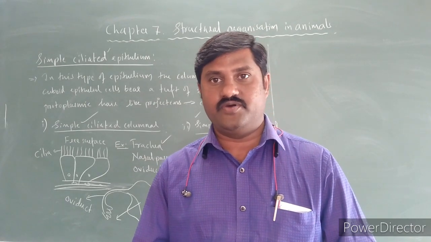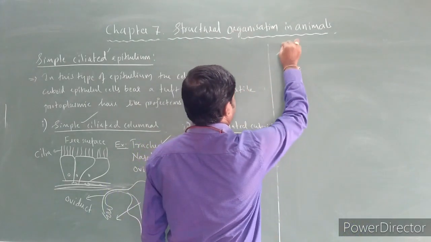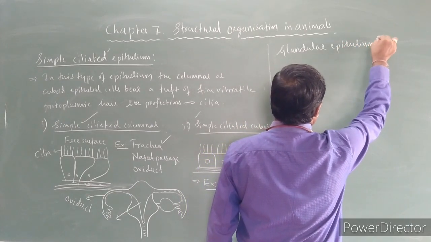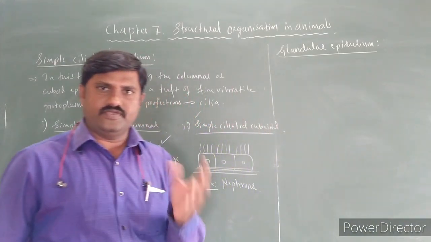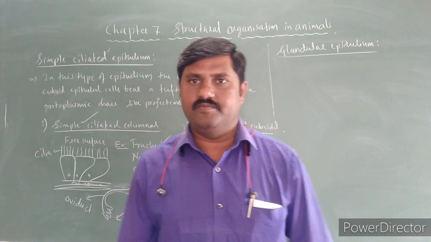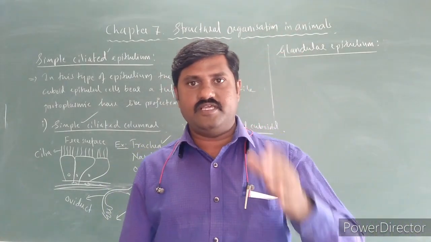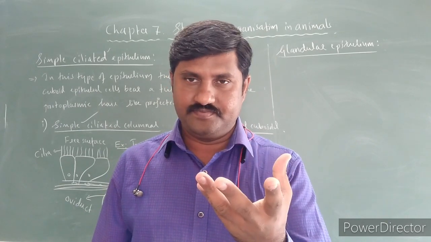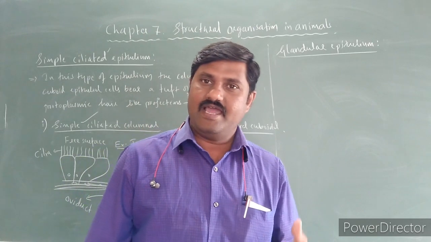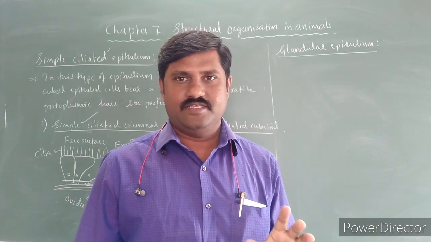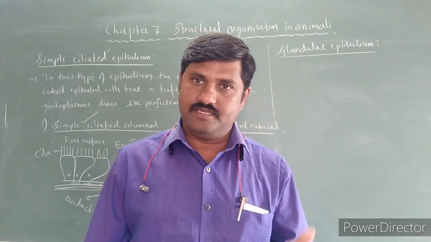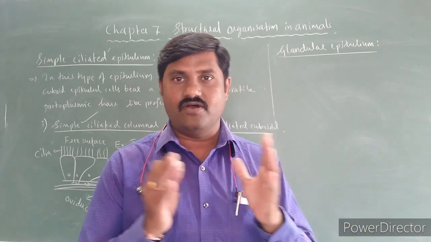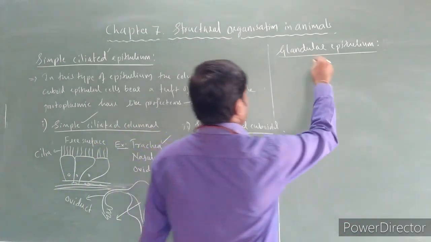The next one is very important: glandular epithelium. Sometimes in columnar or cuboidal epithelium, some of the structures are specialized for secretion, and hence it is called a gland. The secretory structure called a gland is seen in columnar or cuboidal epithelial tissue. Such glands may be unicellular or multicellular. Let us see glandular epithelium.